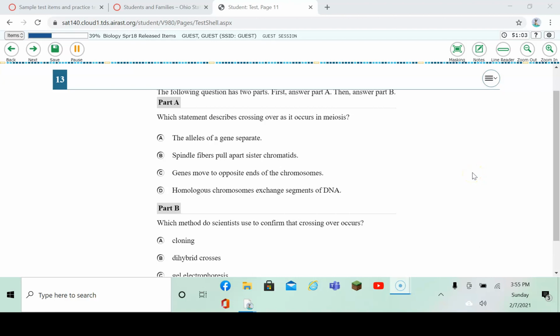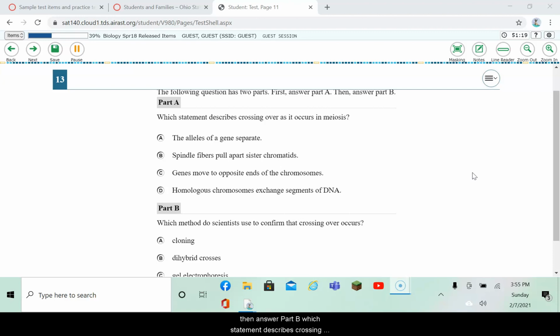Hello, friends. We are now starting part 2, the 2018 Biology State Test. Here's our first question, number 13. The following question has two parts. First, answer part A, then answer part B.